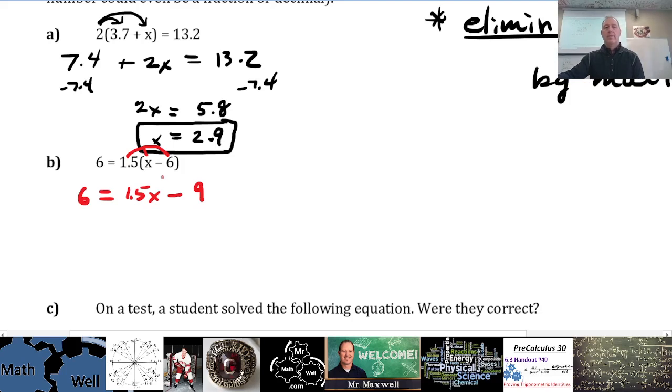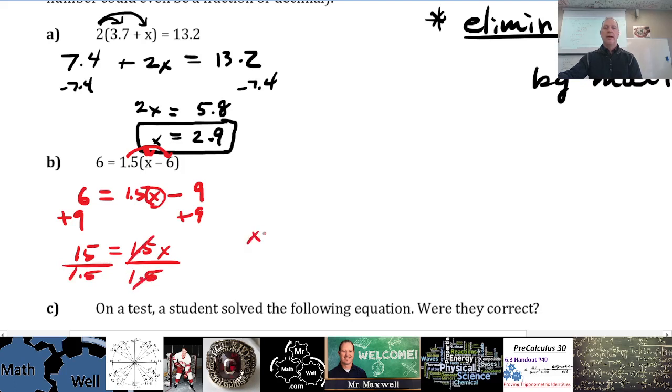Okay. Any questions about that? Multiply in. Do your little arrows or little lines at least. Show me you're multiplying in. Takes half a second. Add 9 to both sides. Add 9, because again, here's the x. I'm trying to peel everything else away. So I add 9. That's going to be 15 over here. 1.5x. Divide by 1.5. 15 divided by 1.5. X equals 10.